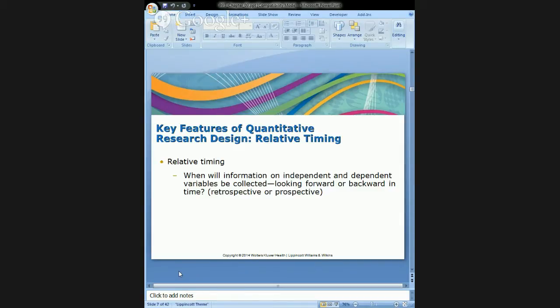Relative timing, this is retrospective or prospective. It's when are you looking at data, and retrospective, as far as relative timing, means looking backwards. Say at the end of this course, I give you a survey that asks you to talk about certain elements of the course, and you have to think back to those things and rate them, things that have already happened. That would be a retrospective study.